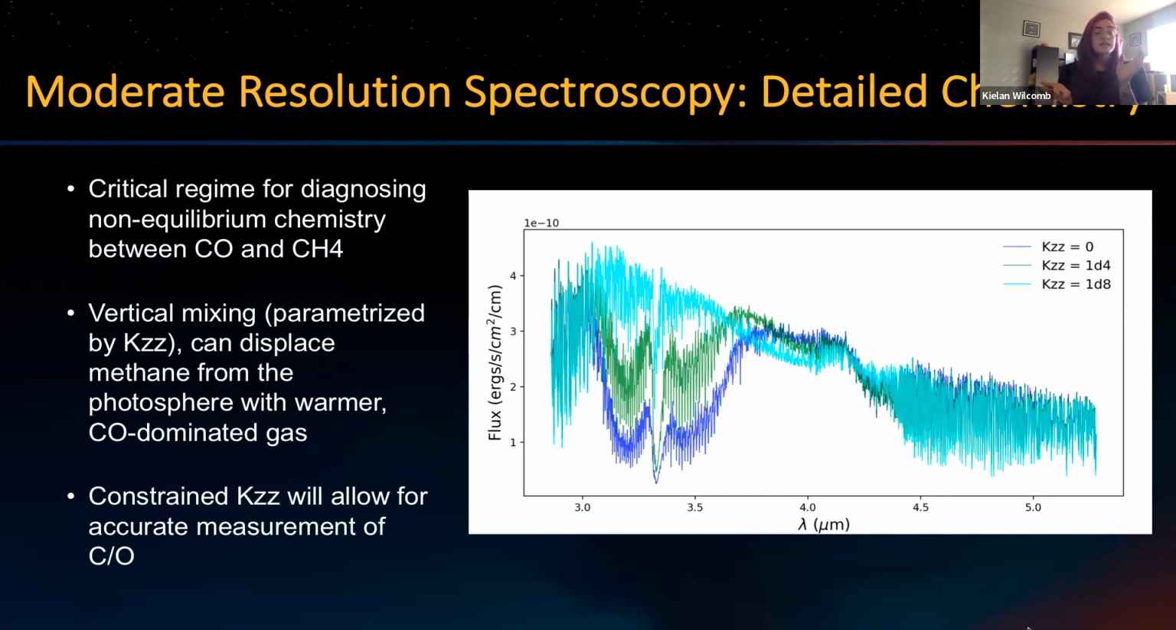And as shown here, this is a plot from my proposal. It is Phoenix models of TYC B with different levels of Kzz. And as you can see, that spot right between 3 to 3.5 microns is very, very sensitive to this parameter, something that we cannot do from the ground.